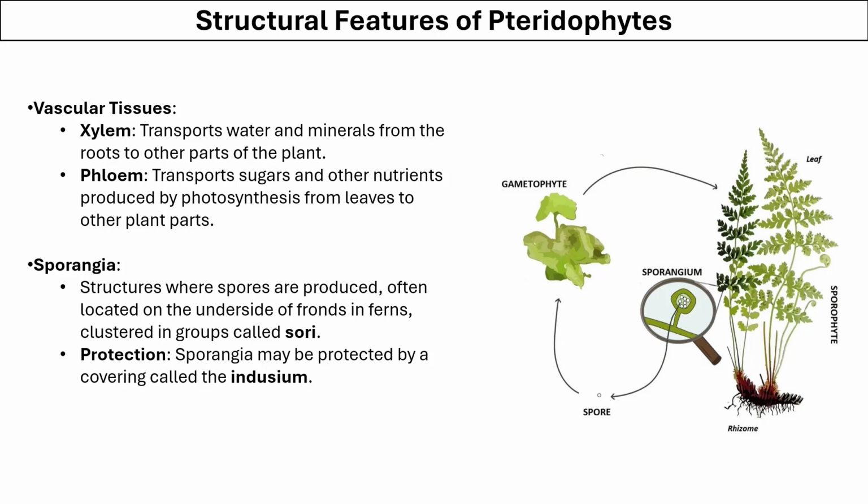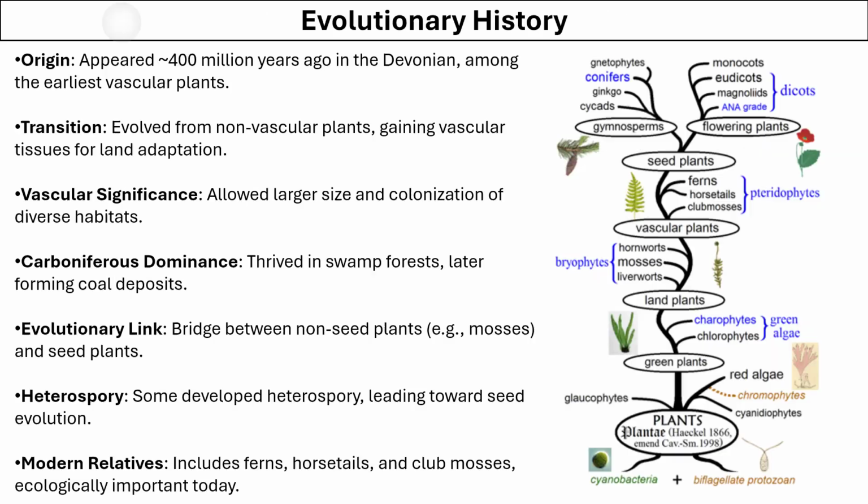Pteridophytes have vascular tissue, which is xylem for the transportation of water and phloem for the transportation of sugar and other nutrients. Sporangia are the structures where spores are produced. They are usually located on the underside of the leaf. The leaf is also called frond in ferns, and sporangia are sometimes present in clusters called sori. The sporangia may be protected by a covering called indusium.